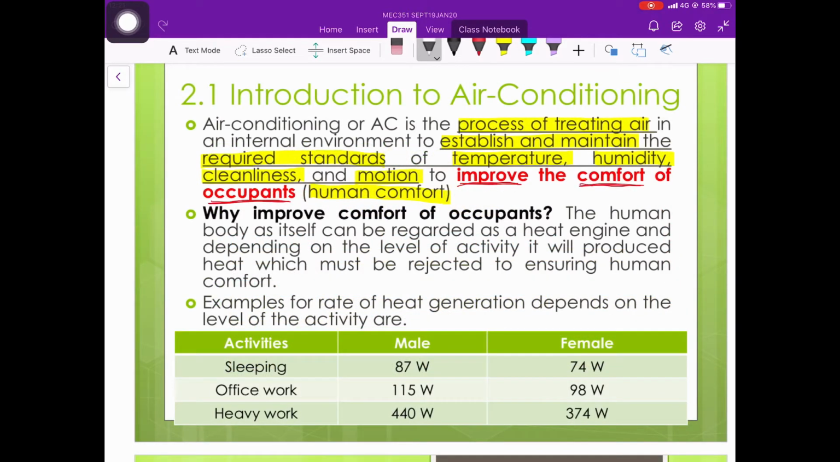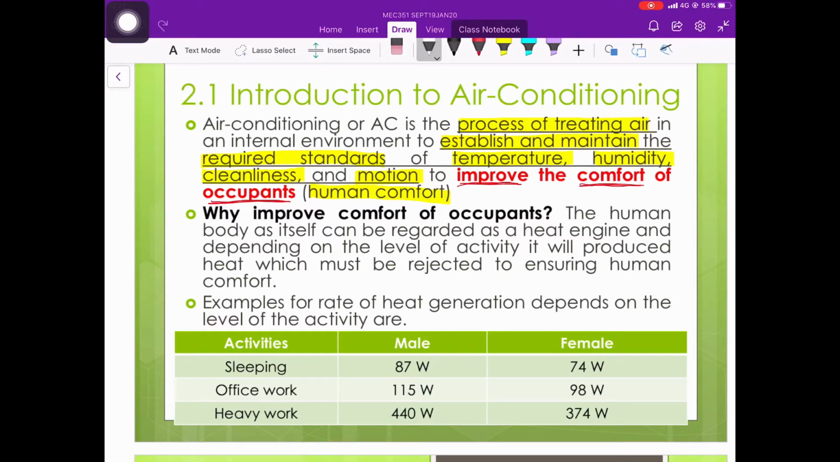Subchapter 2.1 Introduction to Air Conditioning. Air conditioning, or AC, is the process of treating air in an internal environment to establish and maintain the required standards of temperature, humidity, cleanliness, and motion to improve the comfort of occupants, or we call it human comfort.